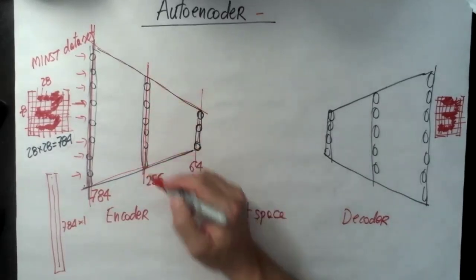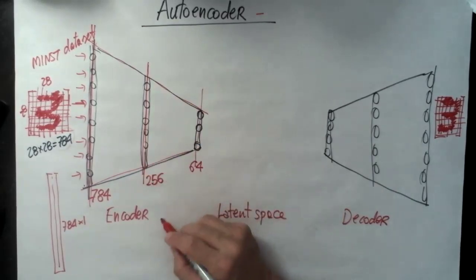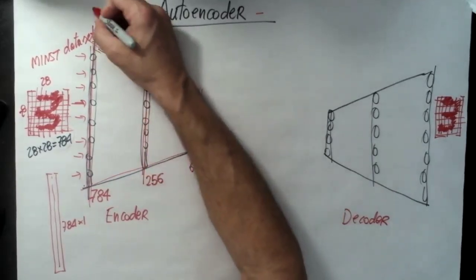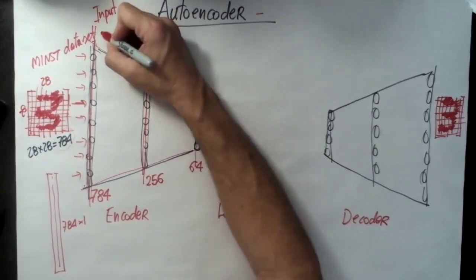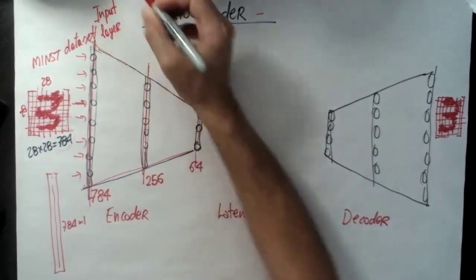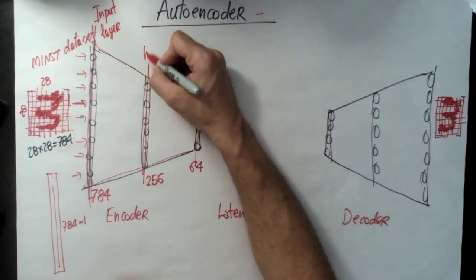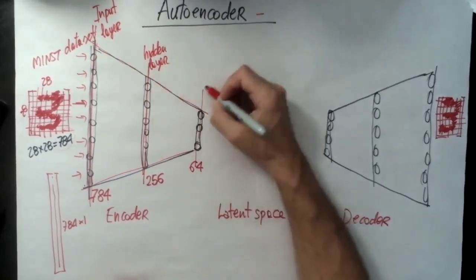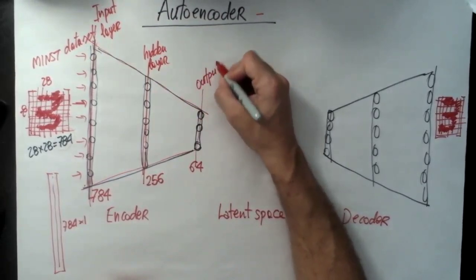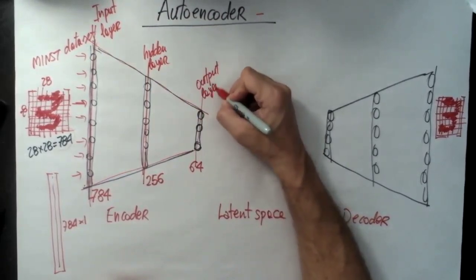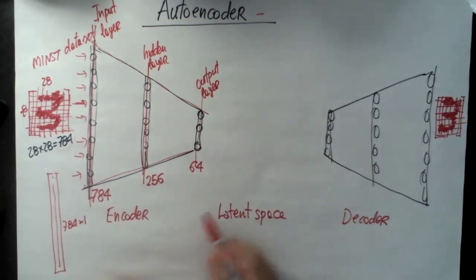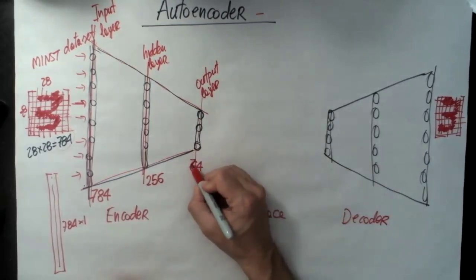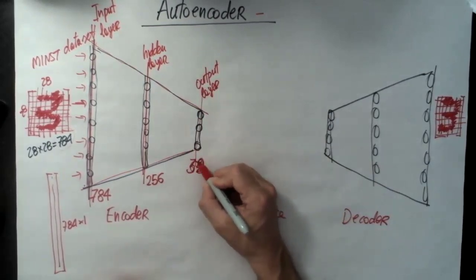So this is basically the input layer. Then here we have a hidden layer. And this is the output layer. And, for example, here we can even reduce them more drastically to 32, for example.